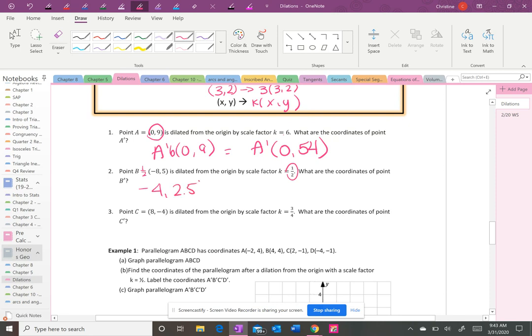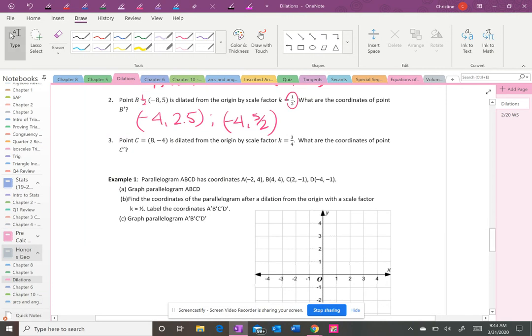If you want to put 2.5 here, you can. If you want to put just positive 5 over 2, that's fine. Same thing, 8, negative 4 times 3 fourths. 8 times 3 is 24, divided by 4 is 6. 3 times 4 is 12, divided by 4 is 3, and it's negative.